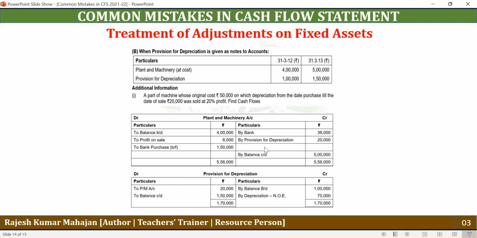Then profit depreciation, its second effect has already been shown on the debit side of plant and machinery. Then on the debit side, there is profit on sale. This profit on sale is basically non-operating income, and non-operating income will be deducted from the net profit. Then we have the balance figure, that is a purchase. So under investing activity, we will write purchase of plant and machinery.